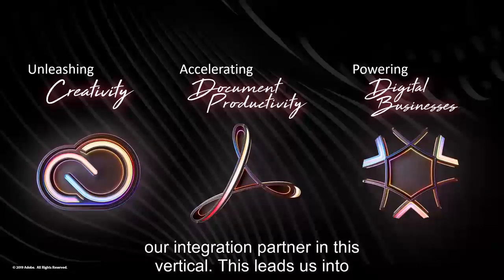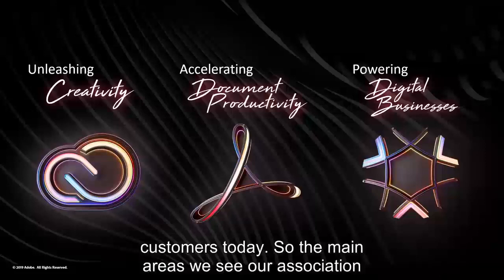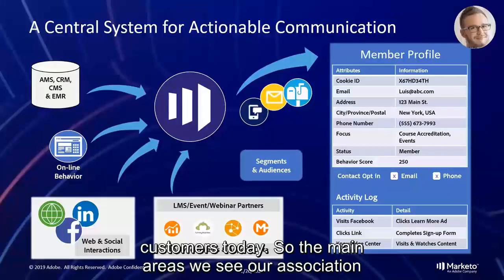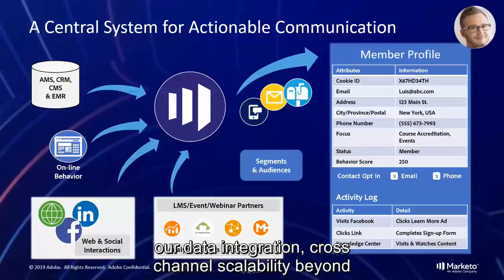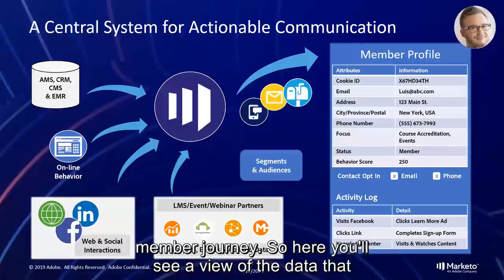This leads us into walking through how Marketo Engage serves our association customers today. So the main areas we see our association customers looking to solve for when they move to Marketo are data integration, cross-channel scalability beyond email, and a holistic view of member engagement and the member journey.